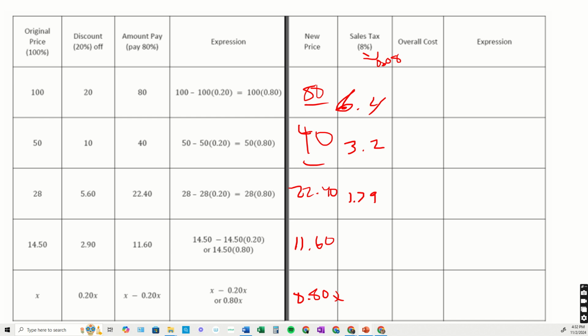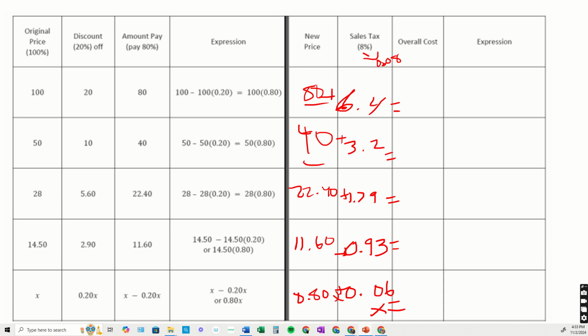$11.60 times 0.08 is 0.928. And since this is a 2 and then an 8, it rounds to 0.93. And then I've got 0.8 times 0.08 is 0.064, and since it's a 6 and then a 4, it rounds down, so 0.06 additional x's. Then for the overall cost, all we're going to do is add these two things together, and it's going to equal my overall cost.